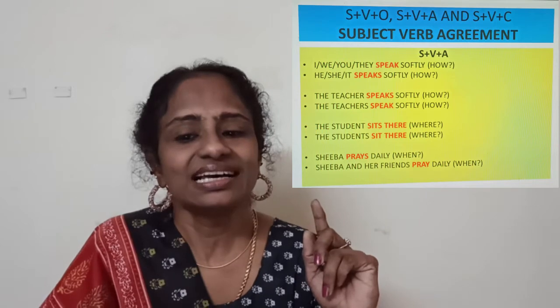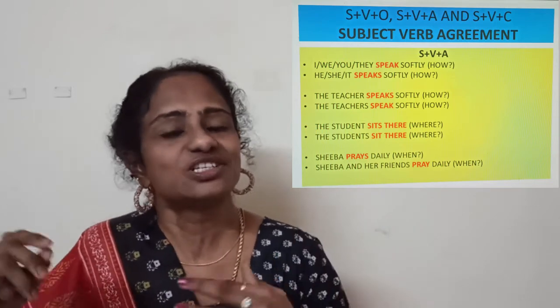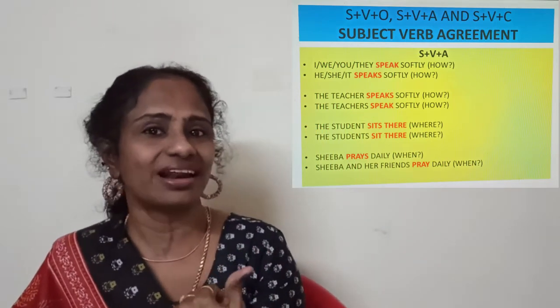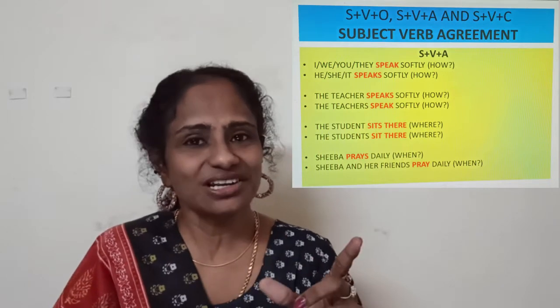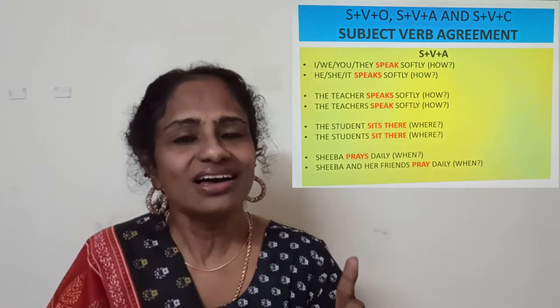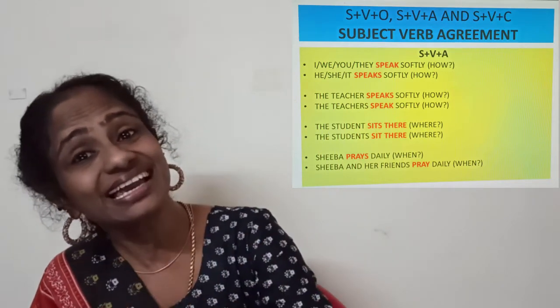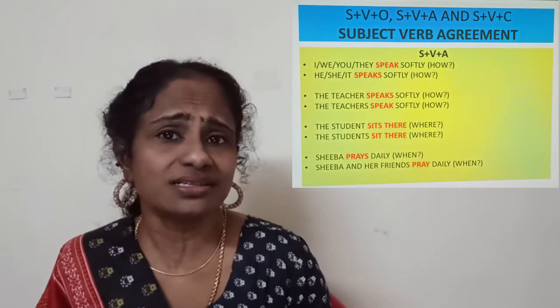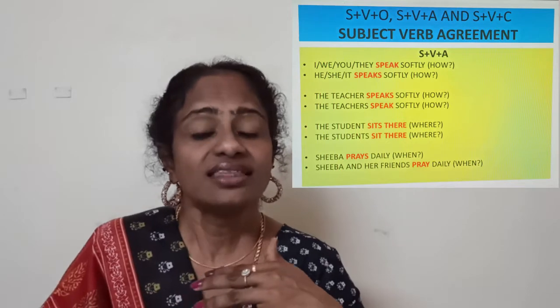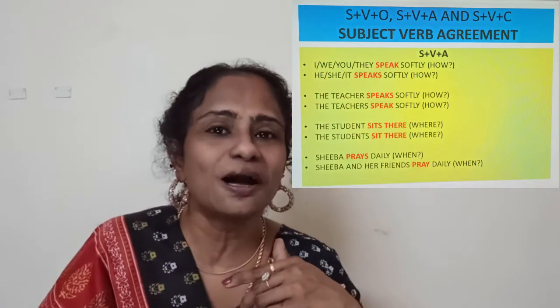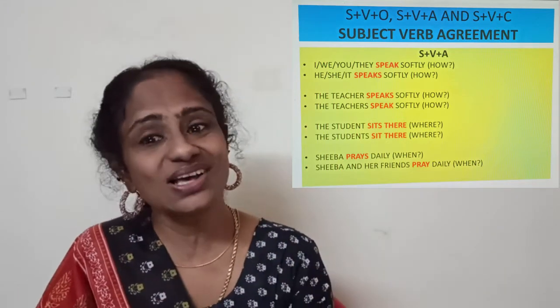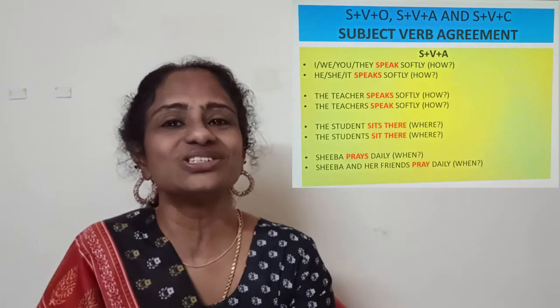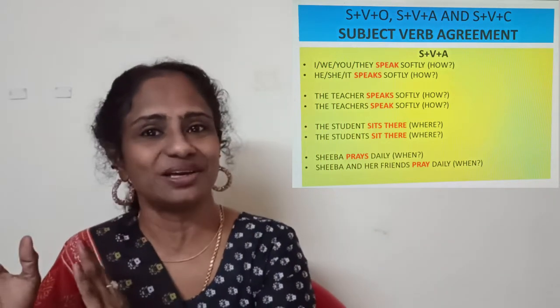Next, the teacher speaks softly. I have come to nouns right now. Teacher is what noun? Singular. So the teacher speaks softly. The teacher speaks how? Softly. The teachers, now it has become plural. The teachers speak softly. This is what is called subject verb agreement.